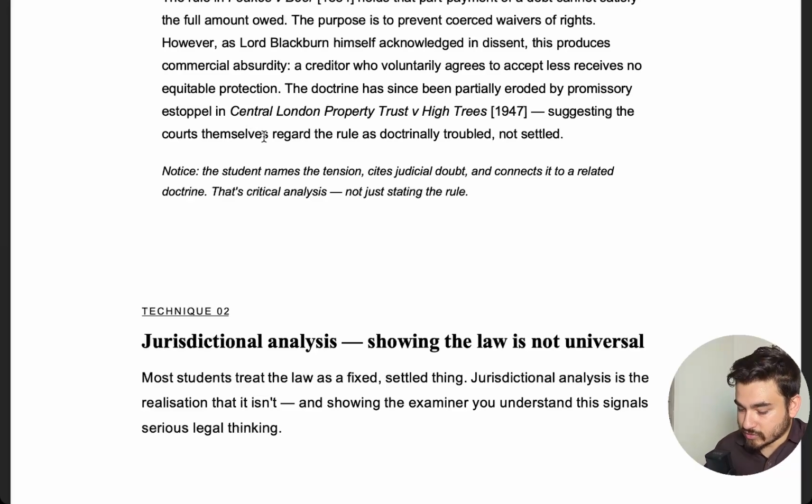So this animosity that is being created, expressing this animosity gets you the grades. Now he states the tension, then he cites judicial doubt. He hasn't given anything out of the blue. He's not giving his own opinion. He is giving you judicial dissent. He is raising judicial doubt. A judge has raised these doubts. So he uses that to build authority and then connects it to a related doctrine. That's exactly how you're supposed to do it.